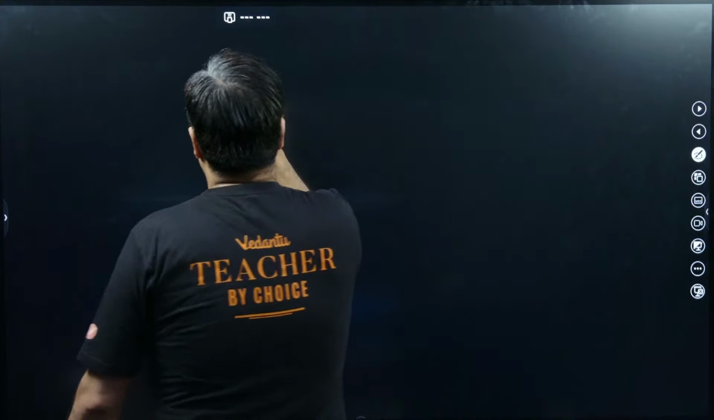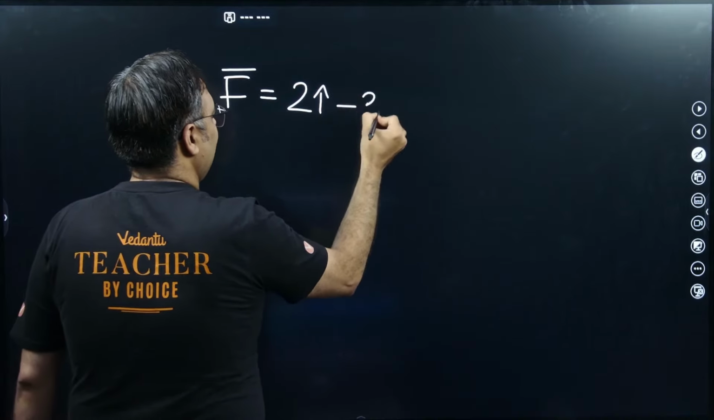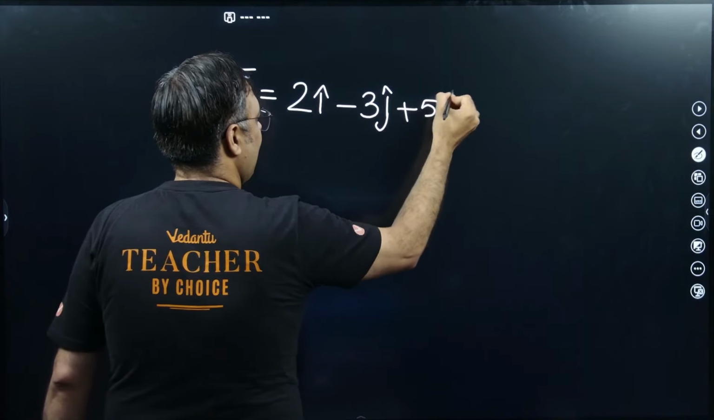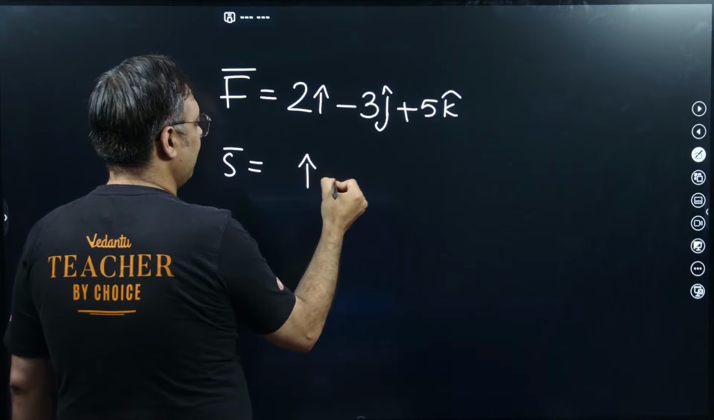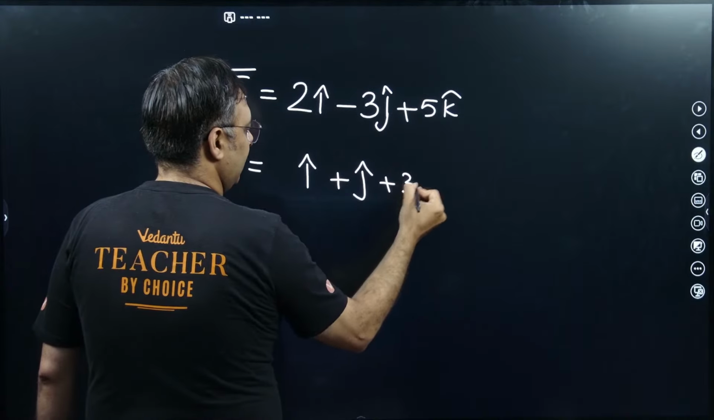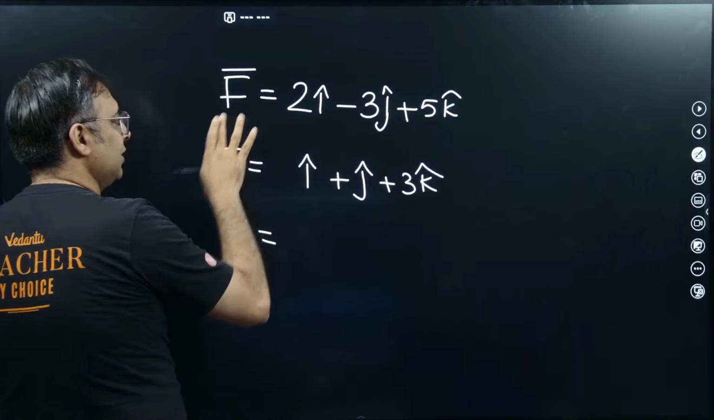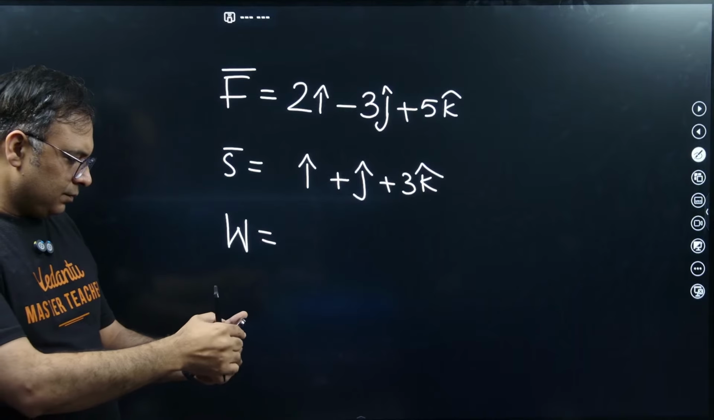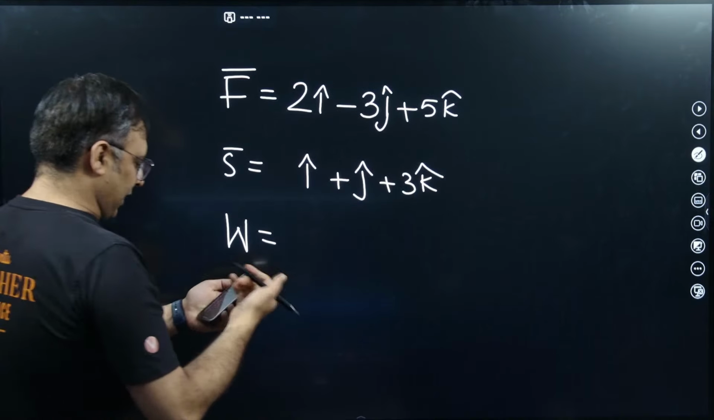Let's say we have a force given by 2i cap minus 3j cap plus 5k cap. And the displacement vector of the particle, let's say, is i cap plus j cap plus 3k cap. Now the question is, what is the work done by this force in this displacement? So the answer will be F dot S. So can you give me the answer?